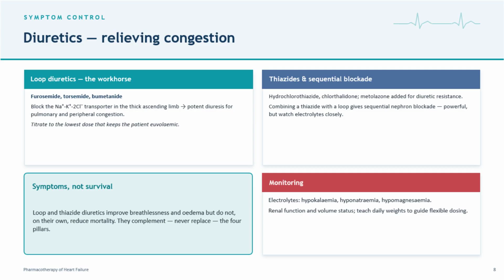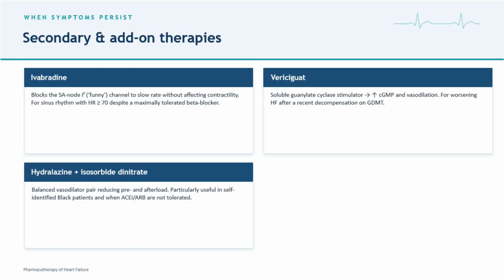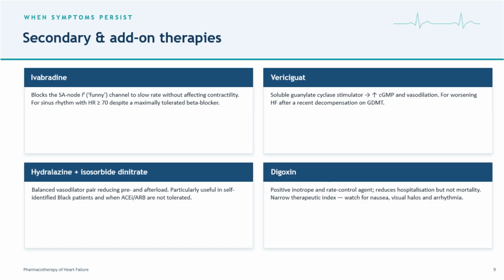When loops aren't enough, you bring in thiazides: hydrochlorothiazide, chlorthalidone, or metolazone for resistance. Combine a thiazide with a loop and you get sequential nephron blockade, incredibly powerful, but watch those electrolytes like a hawk. Monitor for hypokalemia, hyponatremia, hypomagnesemia, renal function, and volume status. Teach your patients daily weights so they can flex their dosing. Remember, diuretics complement the 4 pillars. They never replace them. So what happens when we've optimized the pillars and symptoms still persist?